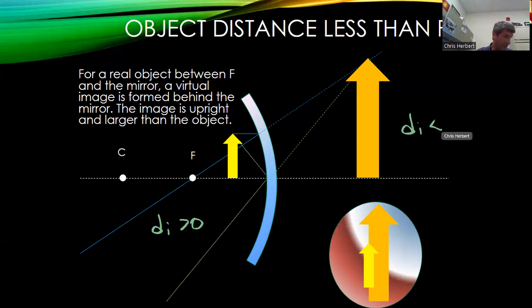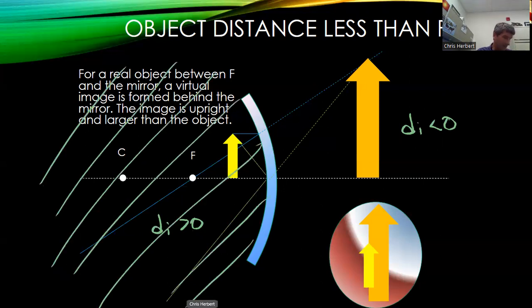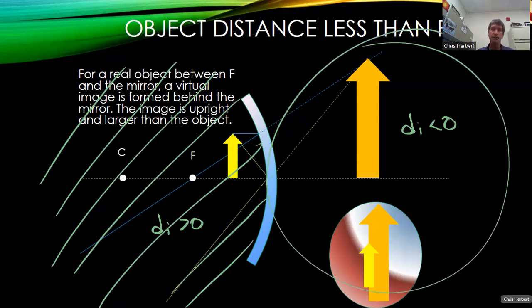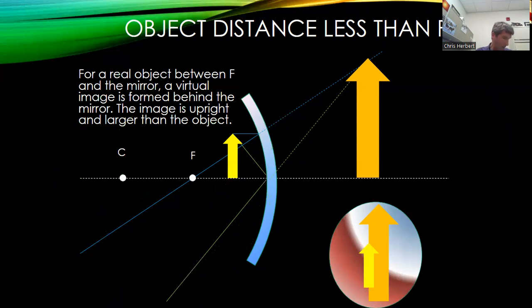If the distance is negative, it's going to be on the right-hand side, because again, here's where the actual light is. There's nothing here, okay? Nothing that happens over here has any influence on what's going on. This is really just the virtual realm.